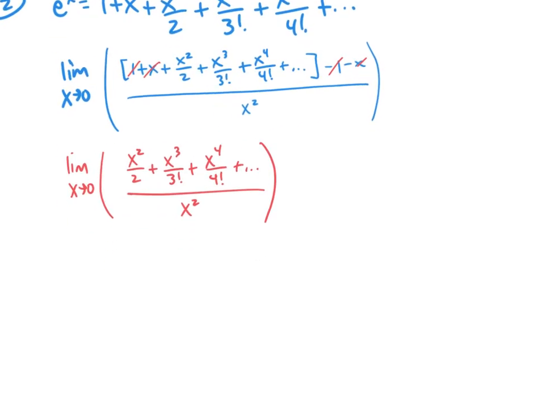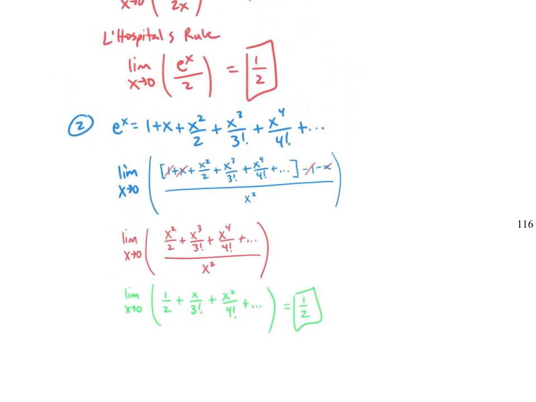So what we get as a simplified limit is the limit as x goes to 0 of 1/2 plus x over 3 factorial plus x squared over 4 factorial, and so on. Now, if you think about it, every term from x over 3 factorial and beyond has an x in it. And if x goes to 0, that means that any term from x over 3 factorial and beyond would cancel to 0, leaving us with 1/2. So we get the same answer.